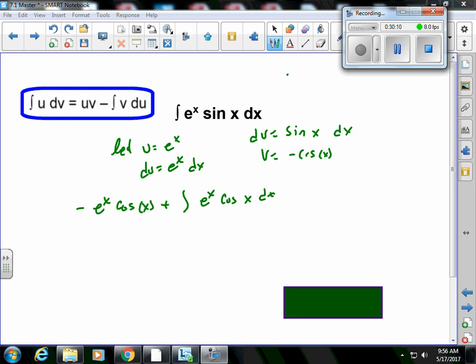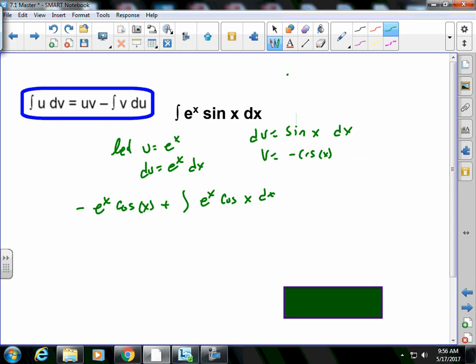By LIATE, I'm going to let u equal e to the x and du equals e to the x dx. dv would be the rest of the problem, so dv is equal to sine x dx, and v is equal to the opposite of cosine x. Building up my uv, I get a minus e^x times cosine x plus my v du. Well, my v is a negative, so I'm going to put it as a plus instead of a negative, plus the integral of e^x cosine x dx.